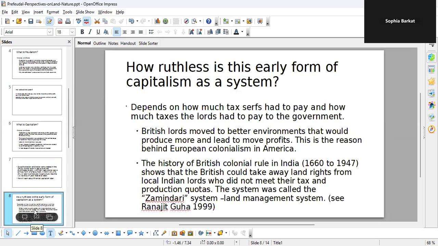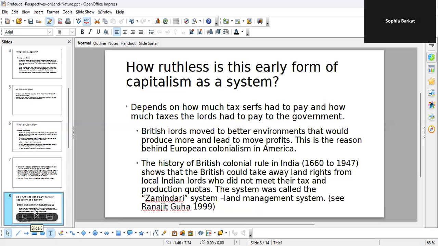So, how ruthless is this early form of capitalism? This again depends on your tax rates. What kind of tax do the serfs have to pay? And what do the lords have to pay to the government, right? So, the government in this situation may or may not be a monarchy. The British still have their royals, though they're only in a ceremonial position now. They don't have much power when it comes to government.